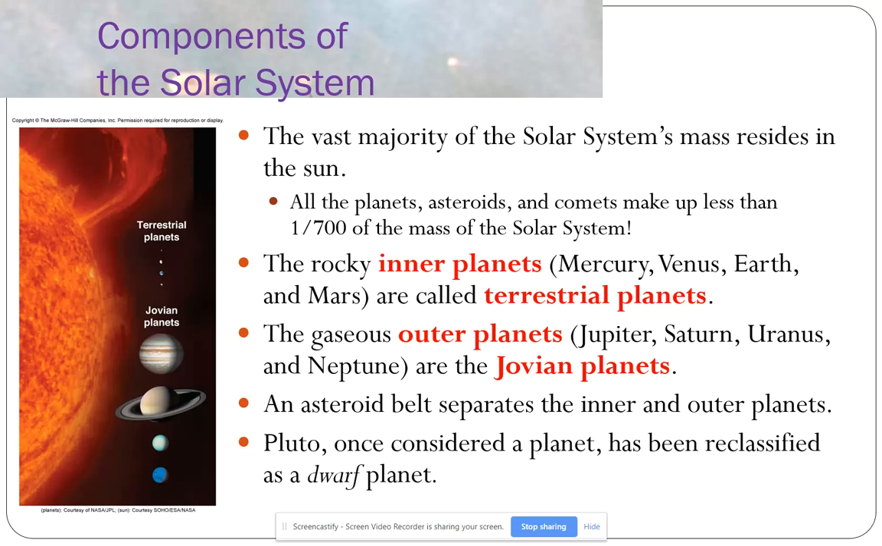Okay, so getting back to this, the outer planets, you do need to know again the order: Jupiter, Saturn, Uranus, Neptune. All of them have lots of atmosphere, have a rock in the center. All of them have lots of moons. How many moons does the Earth have?